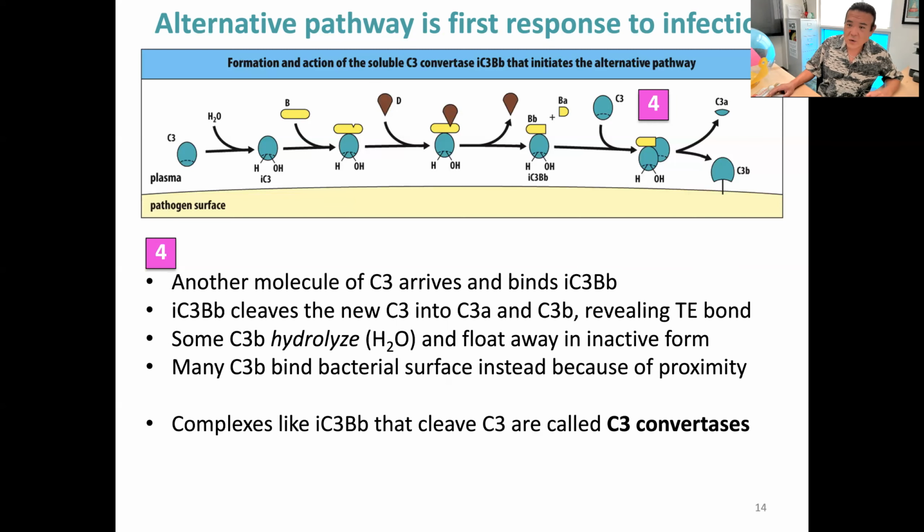Step 4. Right? So what do we call this? We actually have a fancy name for this proteolytic complex of the iC3Bb. We call these C3 convertases. The -ase part, remember, means that it's an enzyme. Those of you who took Bio 275, you know that. And what does this enzyme do? It converts other molecules of C3 into C3b. So these are called C3 convertases. Any complex that can activate and convert a C3 molecule would be called a convertase or a C3 convertase.